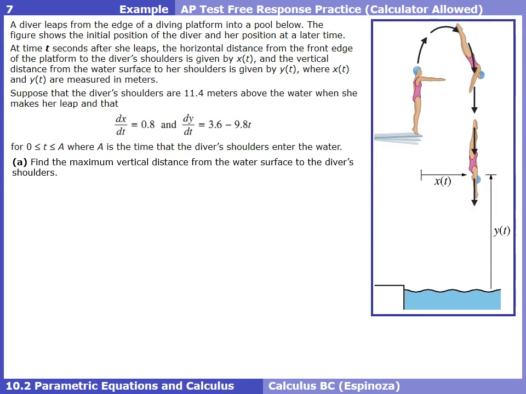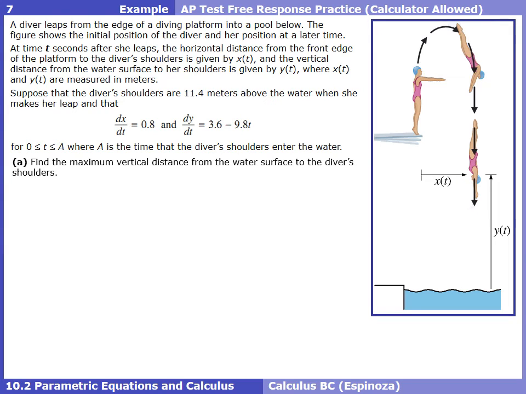And that makes sense. X component is always the horizontal direction. And the vertical distance from the water surface to her shoulders is given by y of t. So wherever her shoulders are in the air, that distance from her shoulders to the water is given by the function y of t. And both of those are measured in meters.